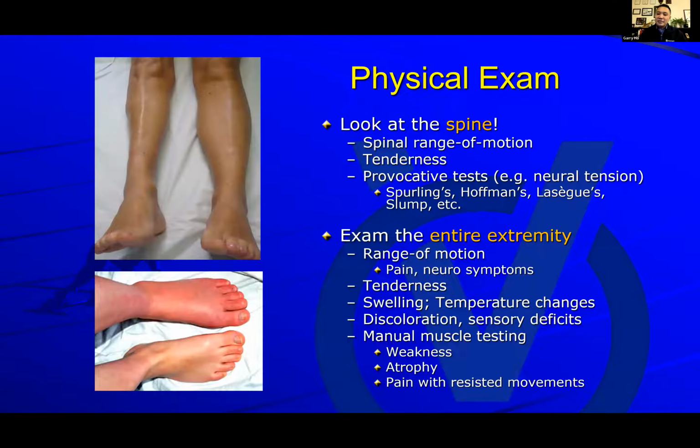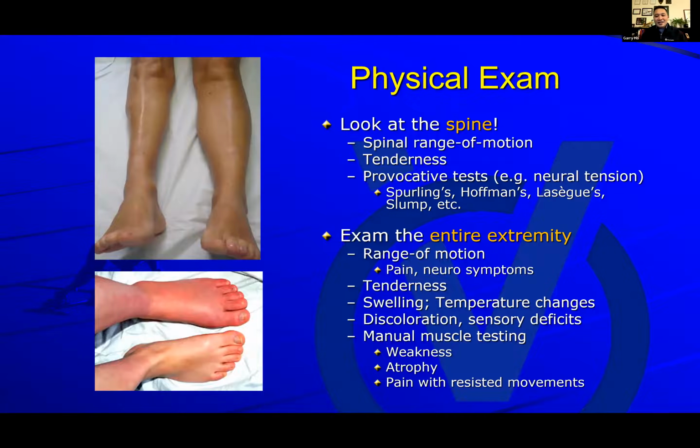Another pearl to keep in mind is that you want to make sure you undress your patient so you don't miss any important clues. And muscle atrophy, like in this upper left-hand corner, can be pretty obvious, and that usually connotes a more severe injury. But sometimes muscle atrophy can be more subtle, and it's important for you to look, otherwise you won't find what you're not looking for.